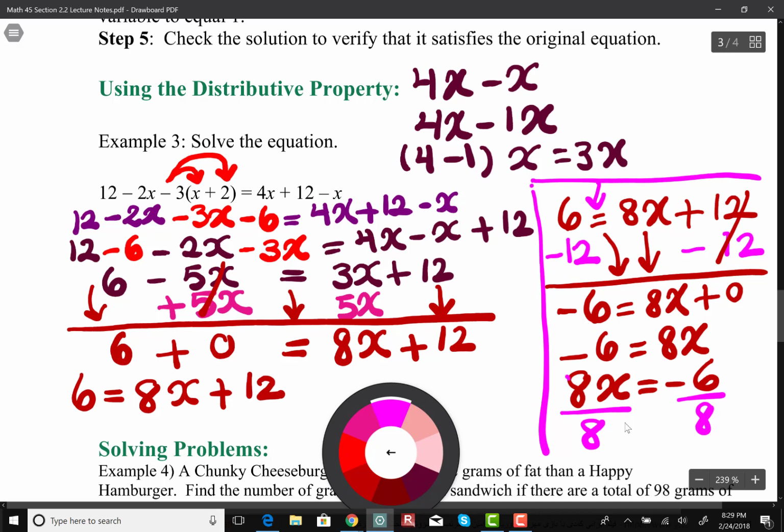By doing that, you have 1x, 1 times x, which is just x. Now again, this one is a fraction. It's negative because the signs are different. But 6 and 8, they have a common factor of 2. So 2, you get 3 over 4 after you simplify. So that should be the answer.